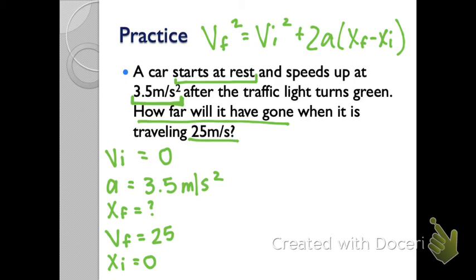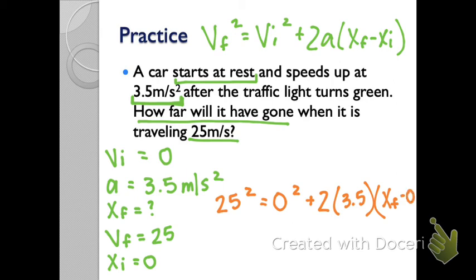So let's go ahead and start plugging them in. My final velocity is 25. It's going to have to be squared, equals my initial velocity squared plus 2 times A times delta x, or x final minus x initial. Now, if x initial is 0, do I need to plug it into the equation? No, right? I could write minus 0, but that's not changing anything. So I just leave it off.